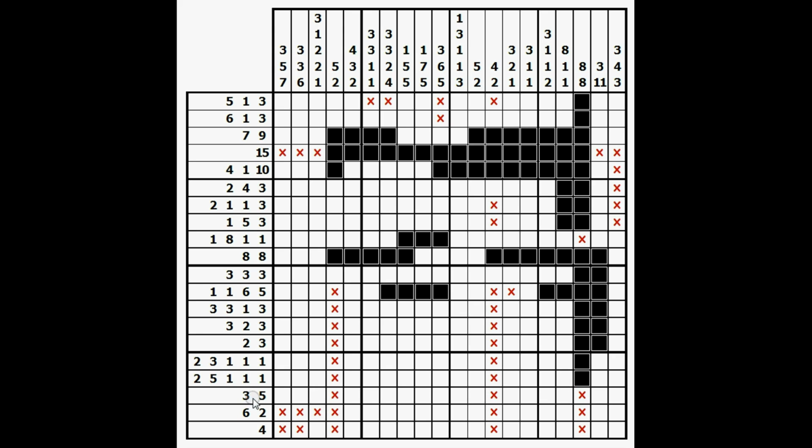Okay, here we have 3 and 5. Well, the right number is 5. 5 can't fit here, so X. 2 can fit here, but 4 can't. So I'll put the X there and there. 4 also can't fit here.